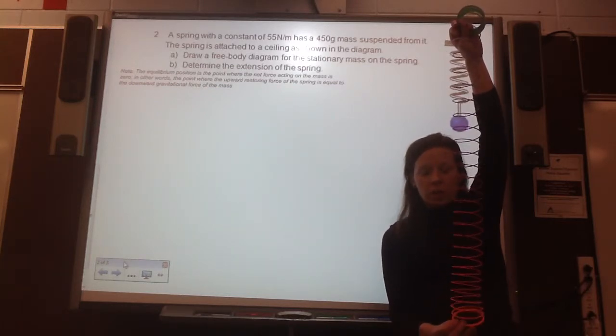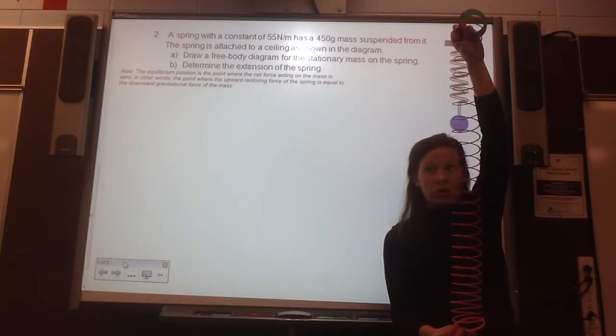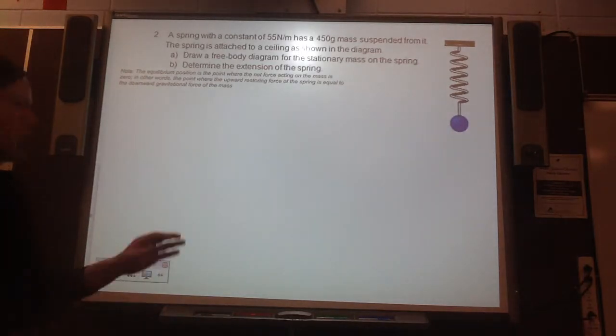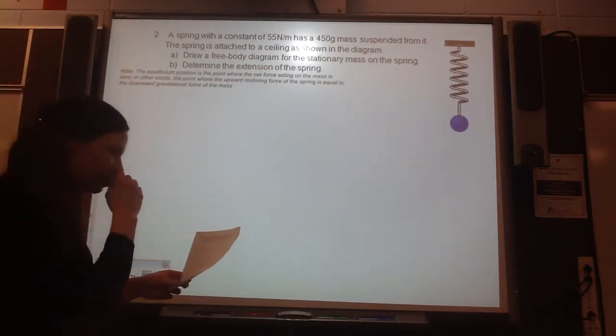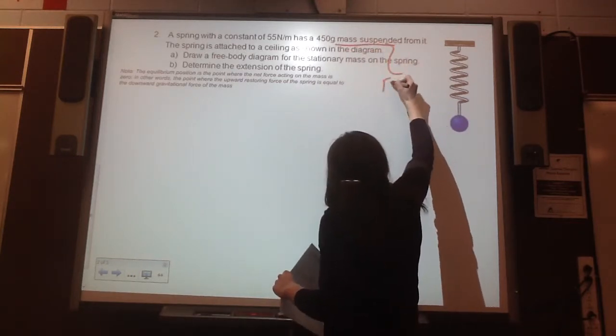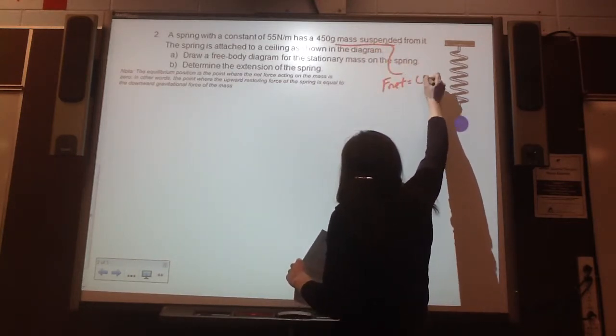So then we assume that Fnet is 0 because it's suspended there. That's an assumption we need to make to even do this question. So here where it says mass suspended, Fnet is equal to 0.